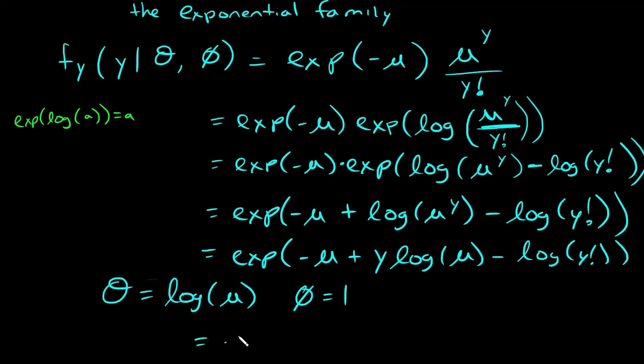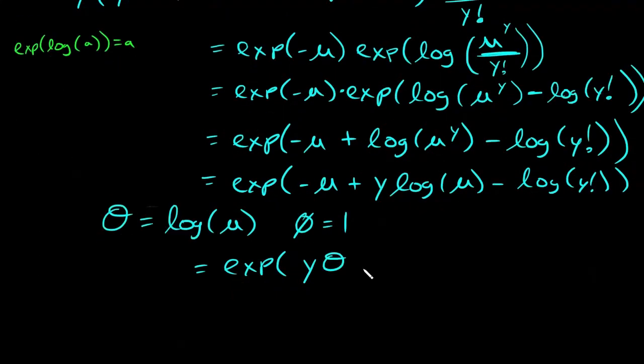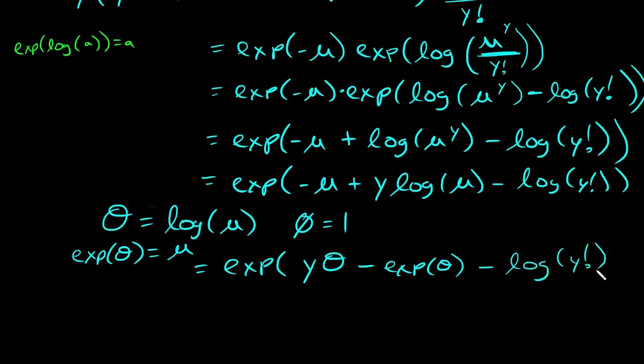So let's go ahead and plug this in. Let's put this in the front. So I have y times theta, right? Because I'm trying to make it look like this here. Minus, instead of minus mu, let's plug in. So if theta equals log of mu, then e to the theta is equal to mu. Okay. Then what else do I have? So that was these two, and then I still have this minus log of y factorial hanging out in the back.